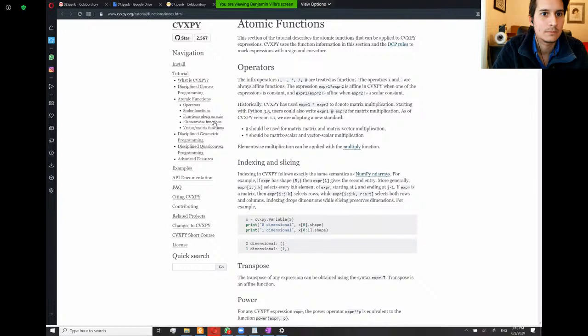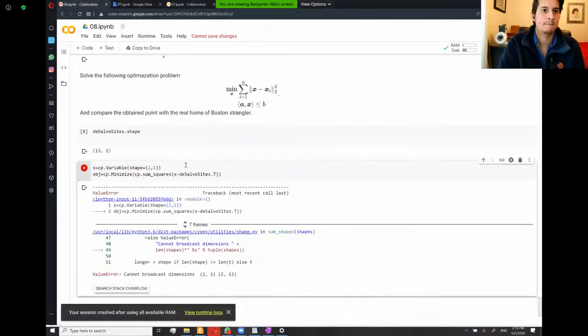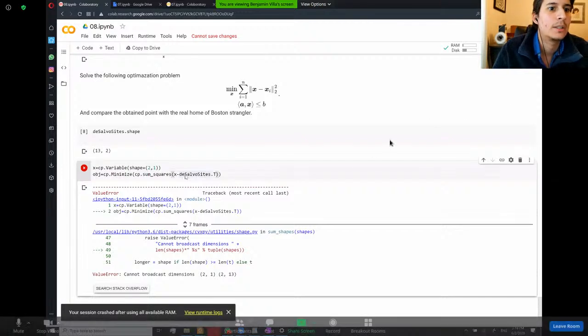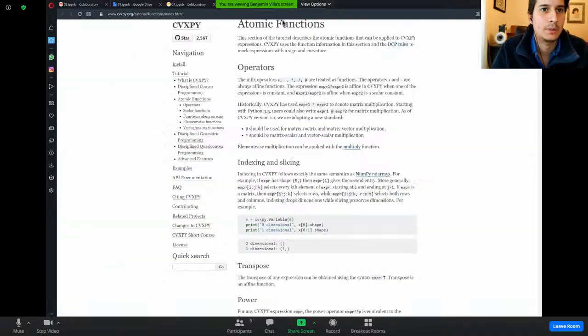Y no existe como se hacía en MATLAB, creo que se hacía como there. No. There, in the documentation again. At the left, you have a section called Atomic Functions, and there's a part where you see element-wise functions.